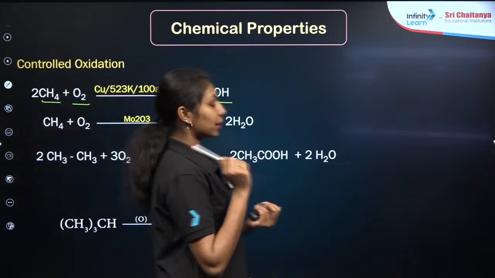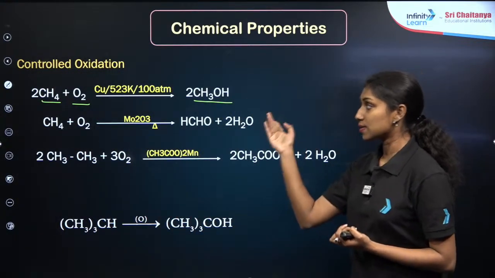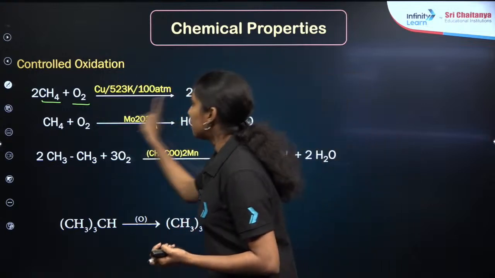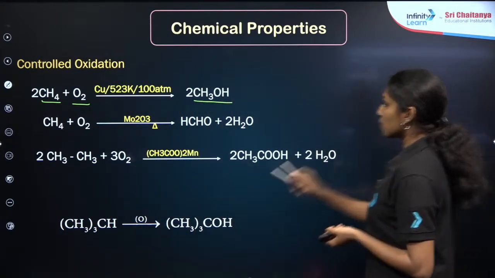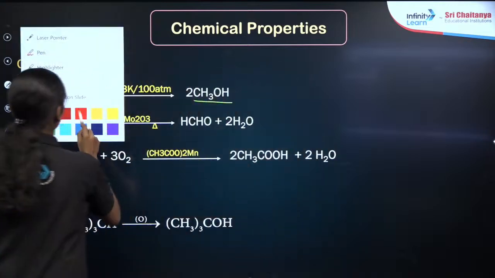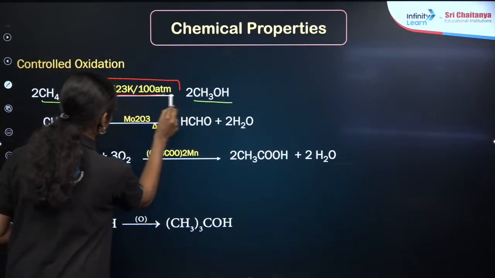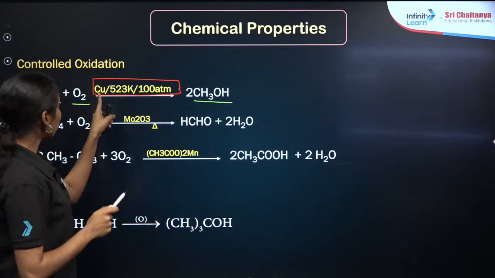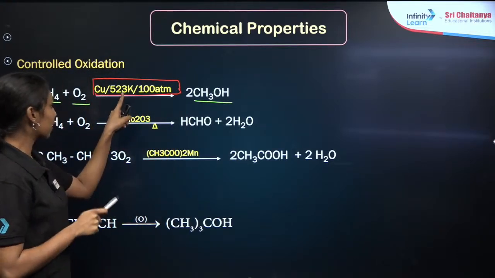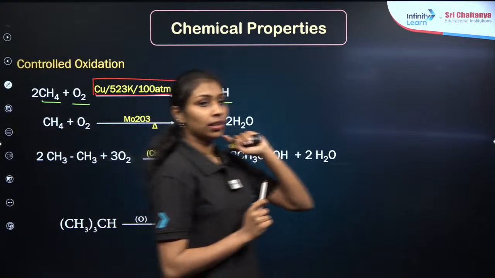So this will be the product methanol. What will be the change here? I just changed the mole ratio of methane and oxygen. Then the important thing is, what is the catalyst we are using here? This is a particular condition. You need to memorize these particular conditions also. If you are taking methane and oxygen in presence of copper at high temperature of 523 Kelvin and 100 atmosphere pressure, you will get the product as methanol. Clear?